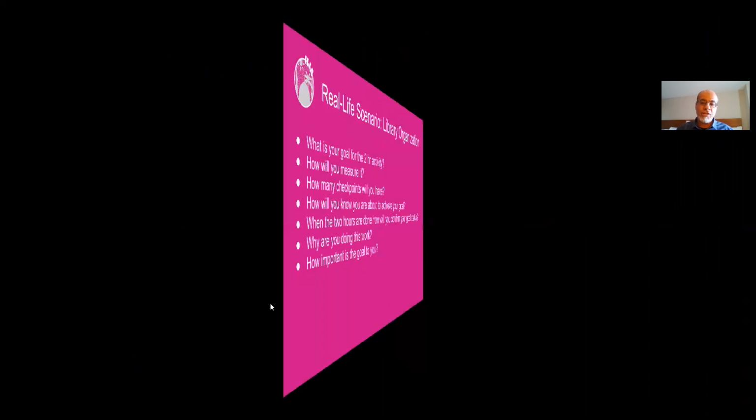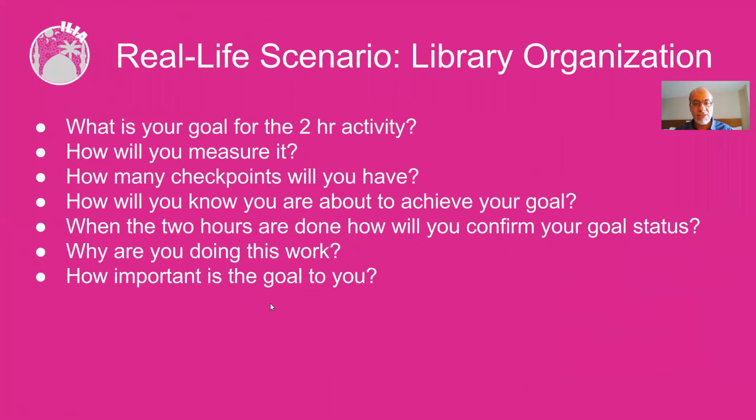So, in summary, if you have an activity today with Sister Amal to organize the library, ask yourself the question, what's my goal for the 2 hours, Sister Amal? How will I measure it? How many checkpoints will I have in those 2 hours? You might have 3, your friend might have 6. It's up to you, as long as you go back and check. How do I know I'm working towards achieving my goal, so I don't come after the 2 hours and have a surprise? Oh, I didn't do much.